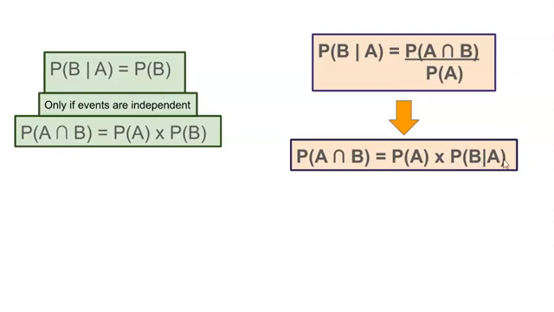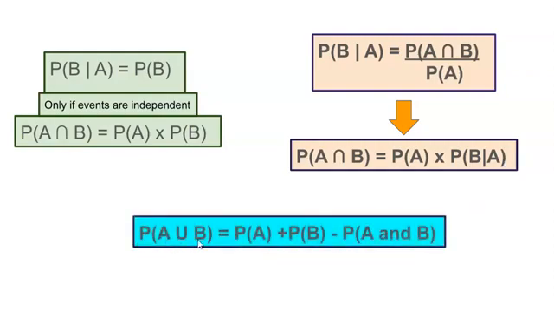And since we're reviewing formulas, let's go ahead and remember that the probability of A or B equals the probability of A plus the probability of B minus the probability of A and B. This is the addition rule.